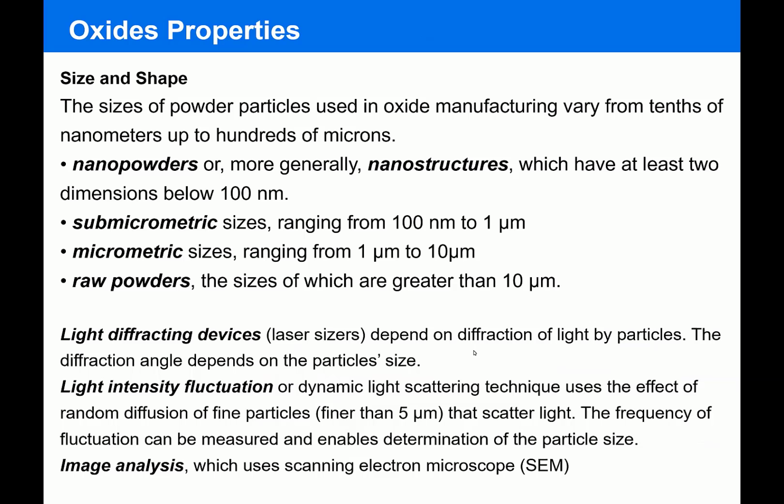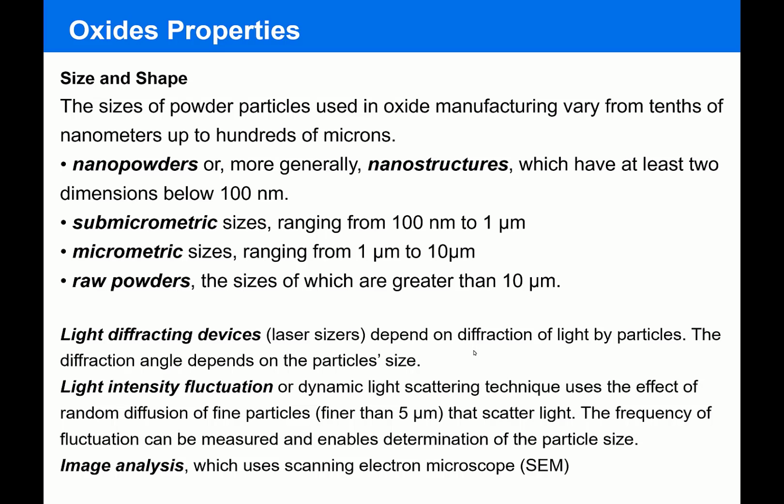There are typical properties for oxides of interest, starting from the size and shape of the powder. The size of the particles in oxide manufacturing varies from tenths of nanometers up to hundreds of microns, and that will affect the properties and the application. So nanopowders, or more generally nanostructures, will have at least 2 dimensions below 10 nanometers. Submicronic sizes range from 100 nanometers to 1 micrometer, and micrometric sizes range from 1 micrometer to 10 micrometers, and then the raw powders are typically in the size greater than 10 micrometers.